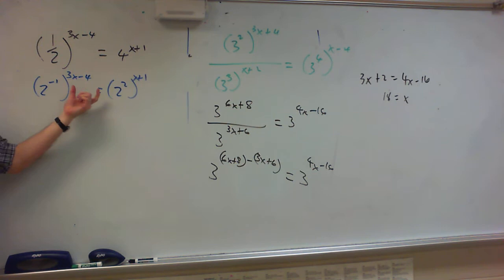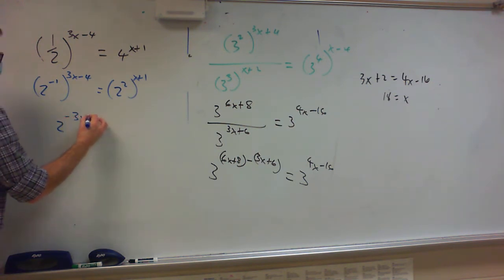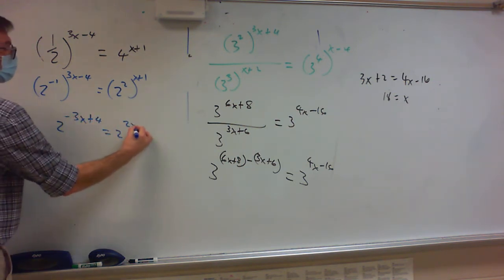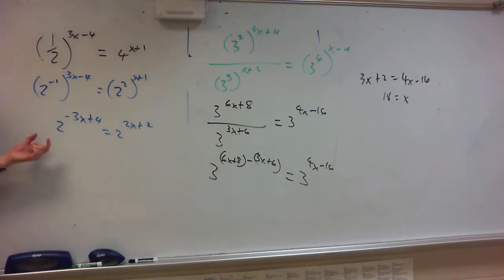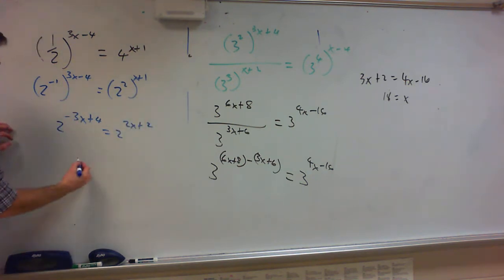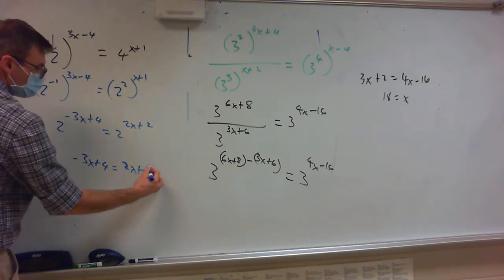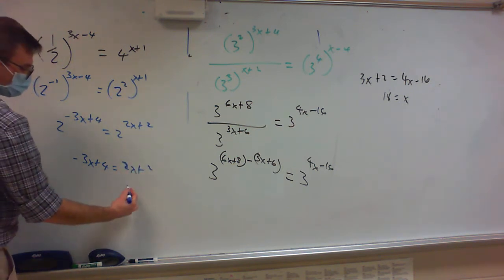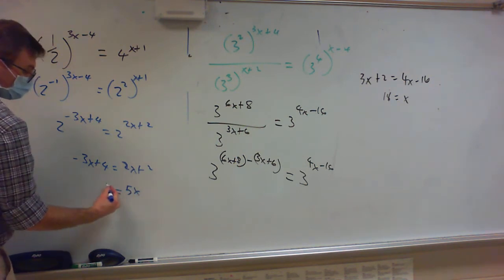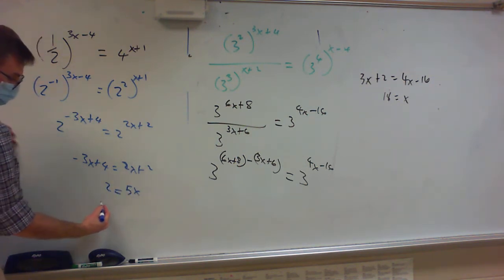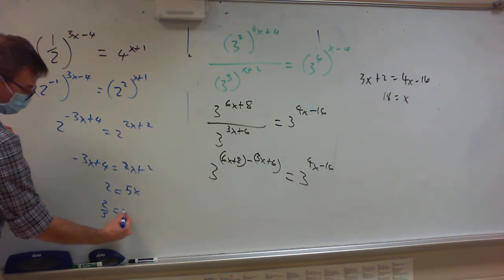And now, do you see I have kind of the same situation? Now this is 2 to the minus 3x plus 4 is equal to 2 to the 2x plus 2. That would have 2 to stuff equals 2 to stuff. And so now I can set these things equal to each other, so I get minus 3x plus 4 is equal to 2x plus 2. If I add those over, that's going to give me 5x is equal to 2. So I end up with 2 over 5 is equal to x.